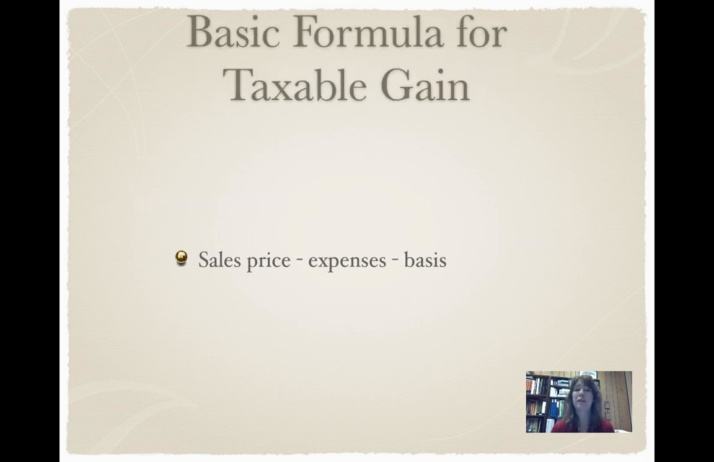If we look at the basic formula for a taxable gain, we see that we're going to take the sales price, which is what you're getting paid for the asset that's being sold. We're going to subtract out the expenses related to the sale, and then we're going to subtract out our basis. So looking at this formula, if you forget to include the basis in this calculation, you're going to pay more taxes than are required by law.